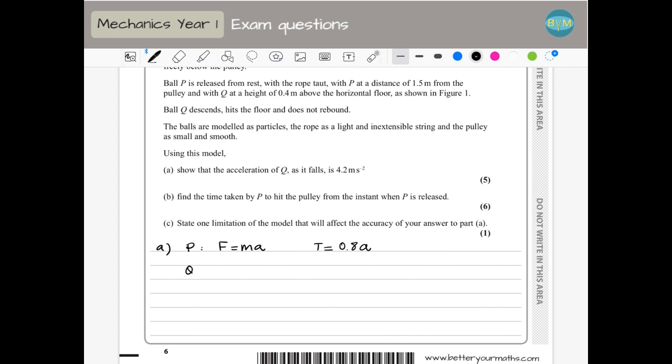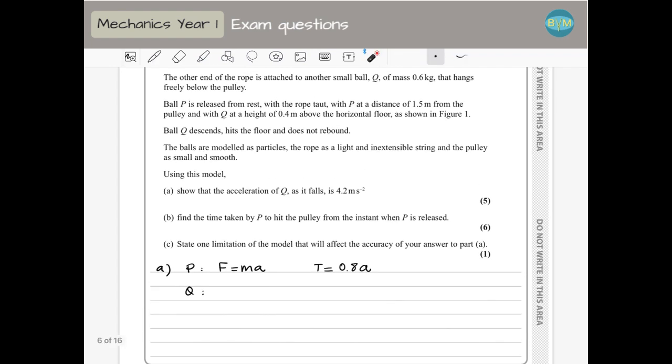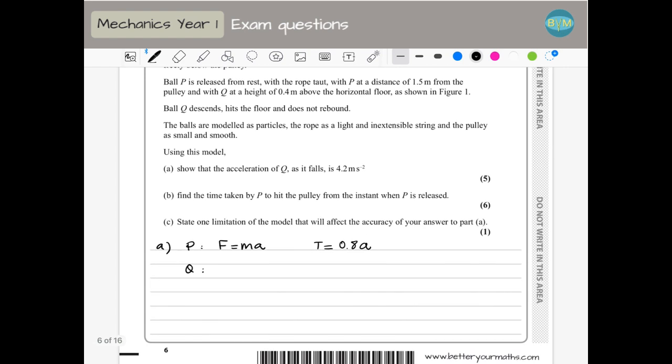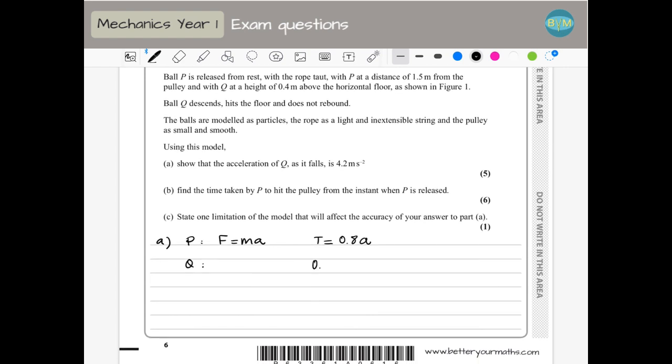And for Q, I'm going to apply again the same equation. It is moving down, that means that this force is greater than this one. So my resultant force is 0.6 G minus T, and that is the mass, which is 0.6, times acceleration. So 0.6 G down minus the tension up is going to be the mass, 0.6, times acceleration. So these are my equations of motion for P and Q.